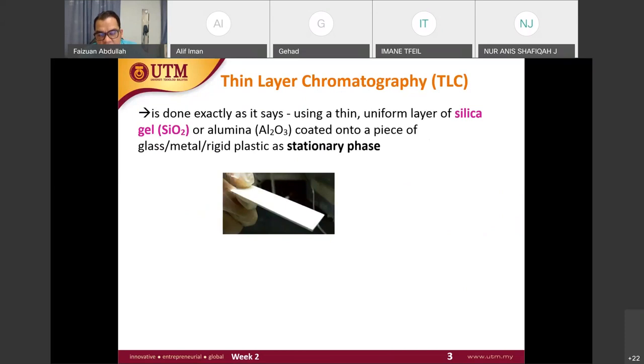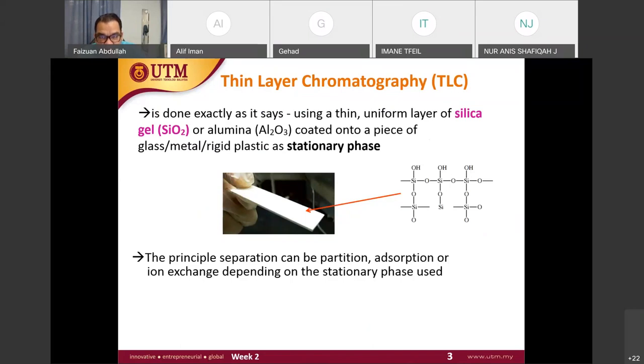It's like your simplest experiment, your tissue experiment. It is done exactly as it says, using a thin uniform layer of silica gel, SiO2, or alumina, Al2O3, coated onto a piece of glass, metal, or rigid plastic as a stationary phase. So this is the structure of silica, for example, a silica gel type of thin film.